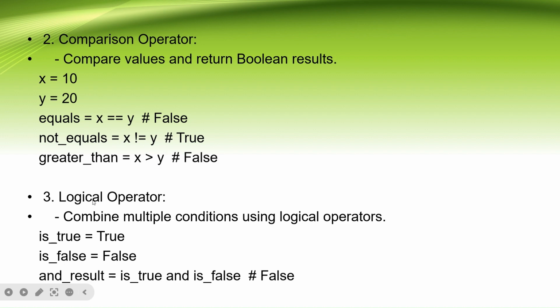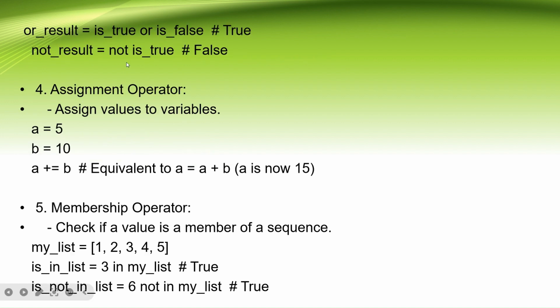In the same way, logical operators combine multiple conditions using logical operators like true and false. So and operation, or operation, here we see or operation, and here not operation. In this way we can perform. And assignment operation, assign values to variables like a is equal to 5 and b is equal to 10. Here a plus equal to b means it is equivalent to a value being replaced by a plus b. So now a value will be 15 after the operation.